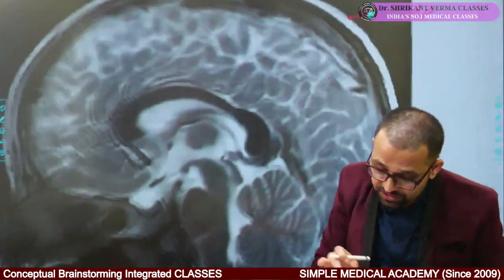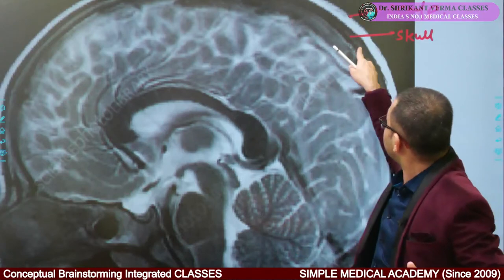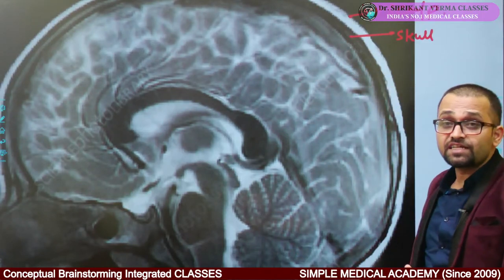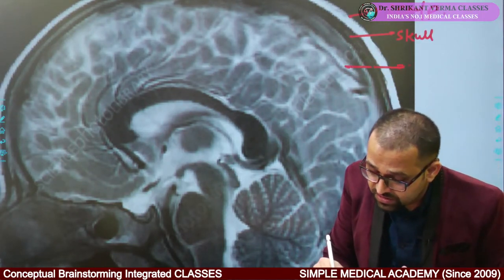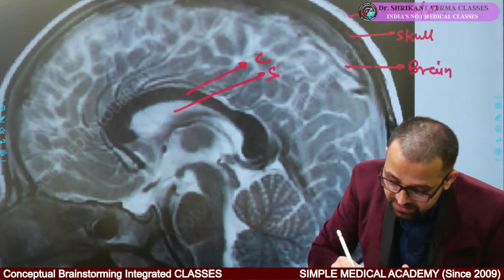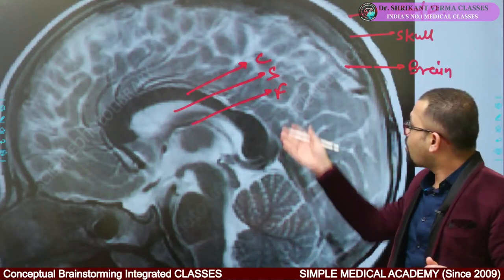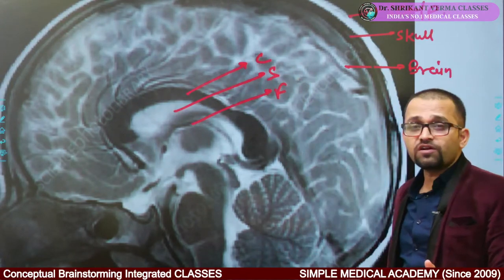Okay, so just to see here, scalp. And this is our skull bone. In between the skull bone, an extramedullary hematopoietic site is also visible. Now, sir, this is brain. So can you tell me? C, S, F. Yes, it is very easy. Corpus callosum, then septum pellucidum, then fornix.